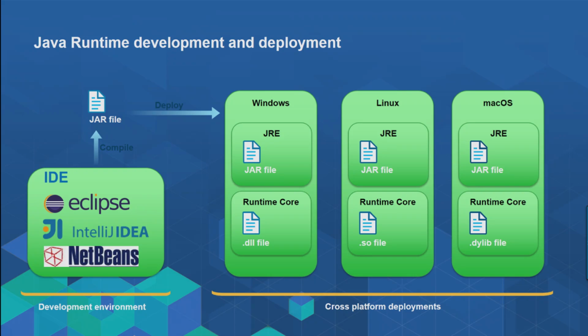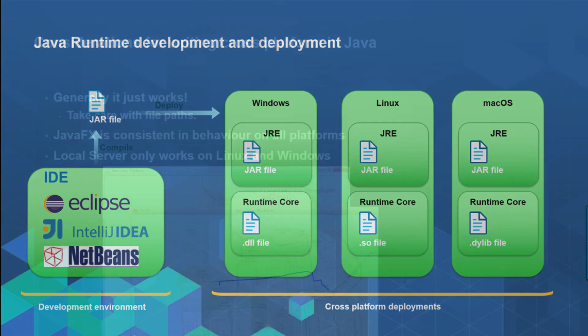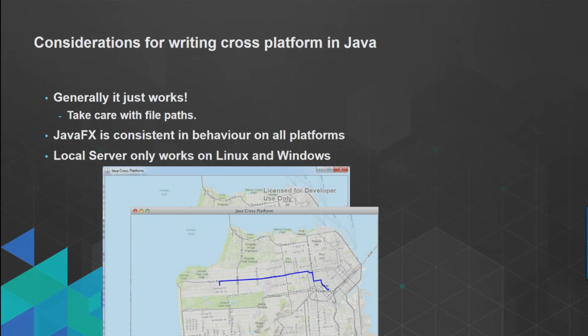If you deploy your application with all three of those sets of binaries, you have an application you can deploy on any machine. It'll work on Windows, Linux or Mac. It'll just work. That's what Java's all about. So, considerations for writing cross-platform applications.